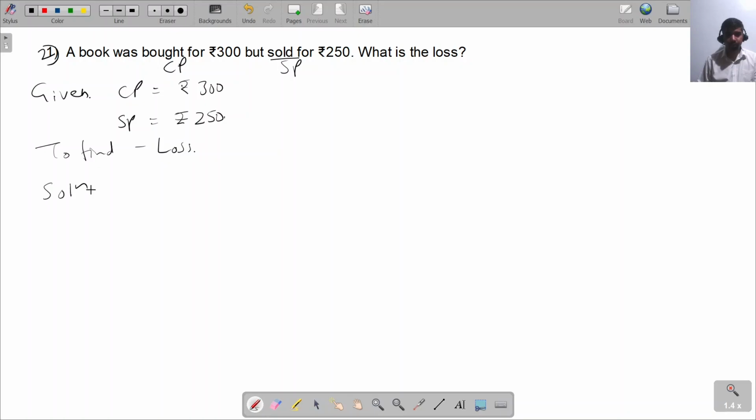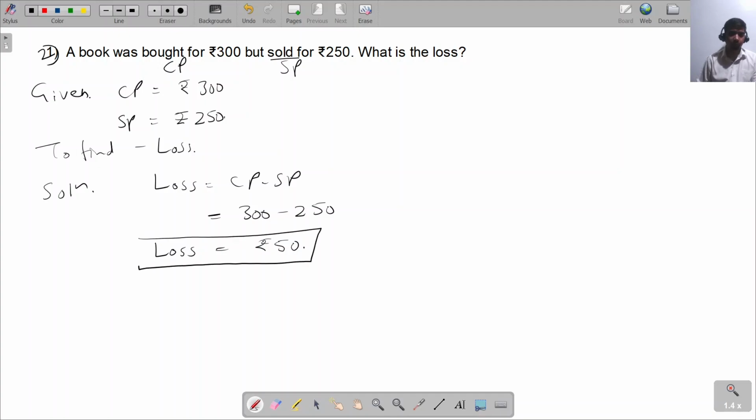The solution. Loss formula is cost price minus selling price. Cost price is rupees 300 and selling price is rupees 250. So we have a loss of rupees 50 over here. In this transaction, there is a loss of rupees 50. This covers profit and also loss. Second sum over. Let's go further.